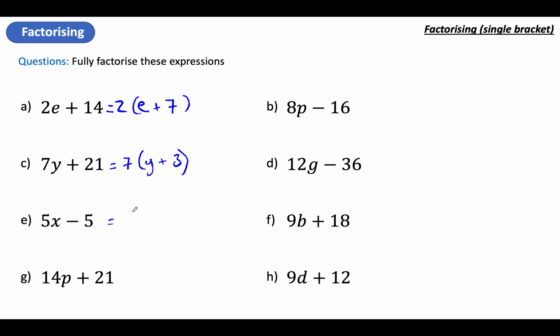Right, 5x minus 5. 5 is the biggest thing that divides both of those, unsurprisingly. I need to make 5x, so I times it by an x. I need to make minus 5. Now remember before, if I times it by 1, I'll get the 5, that's fine. But I need minus 5, so I times it by minus 1.